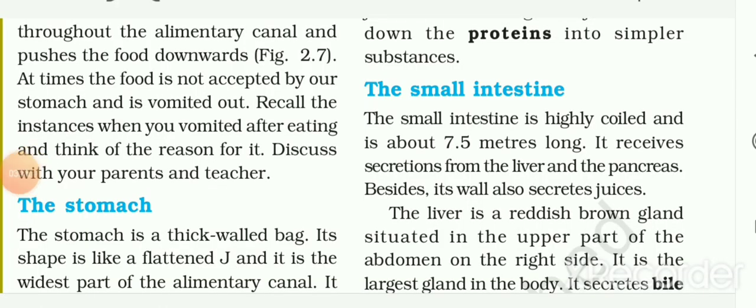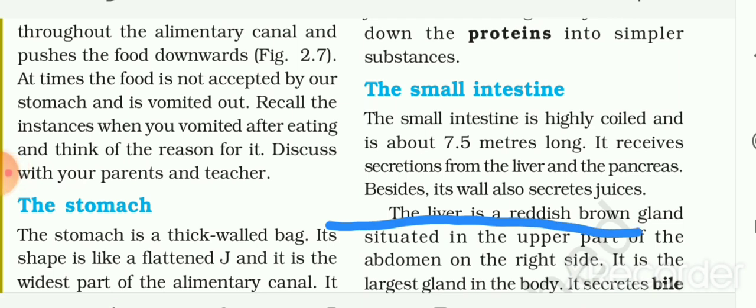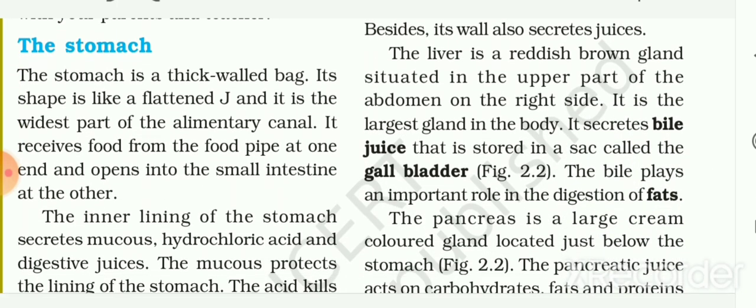So the next part is the small intestine. The small intestine is highly coiled and is about 7.5 meters long. It receives secretions from the liver and pancreas. Besides, its wall also secretes some juices. Now what are the liver and pancreas? The liver is a reddish brown gland situated in the upper part of the abdomen on the right side, and it is the largest gland in the body.